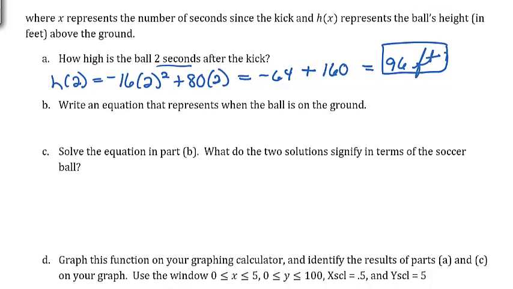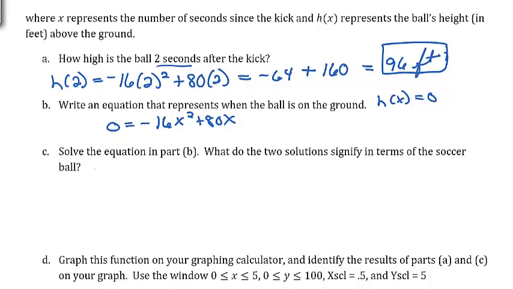Write an equation that represents when the ball is on the ground. So the height of the ball when the ball is on the ground will be 0. So that means that h of x is 0. So we get 0 is equal to negative 16x squared plus 80x. And now we want to solve the equation from part B, and say what the two solutions signify in terms of the soccer ball.